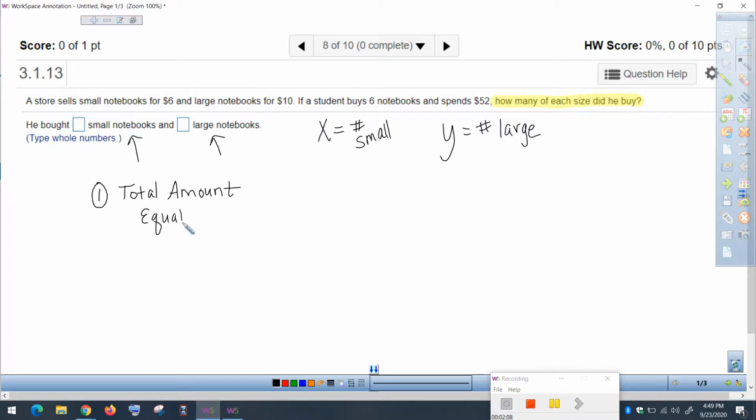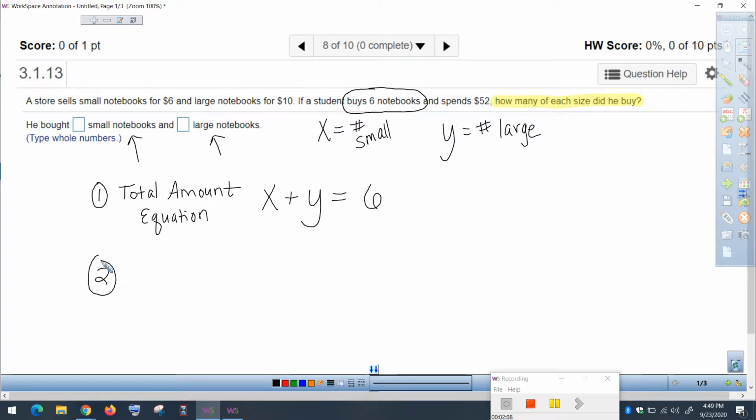So we've got the total amount equation. And if we go back and look in the story, it's telling us that the student buys 6 notebooks. So that's 6 notebooks total. So we're just saying that the number of small notebooks, x, plus the number of large notebooks, y, should be equal to 6. That was the total.